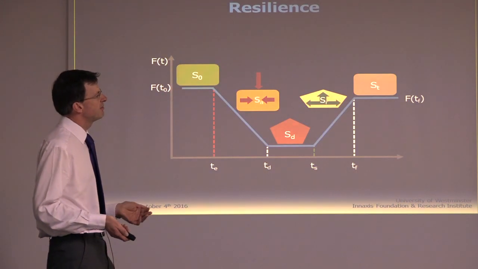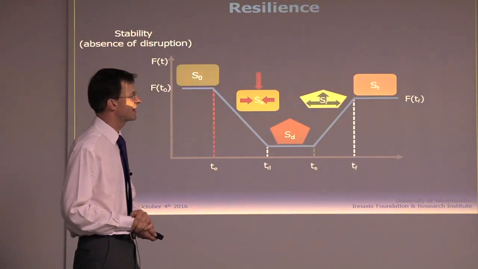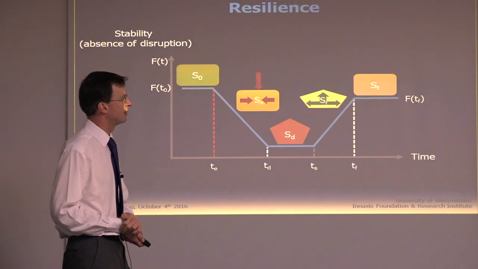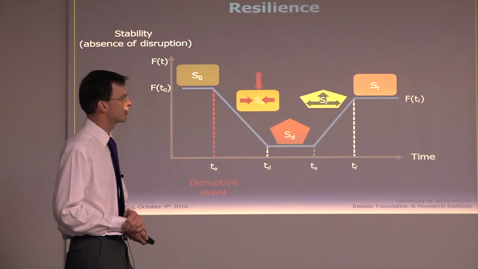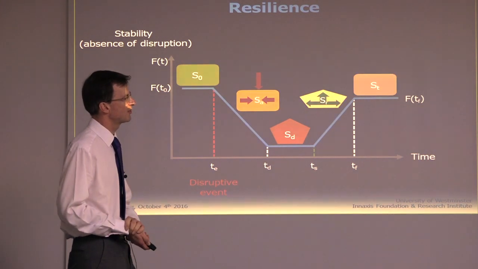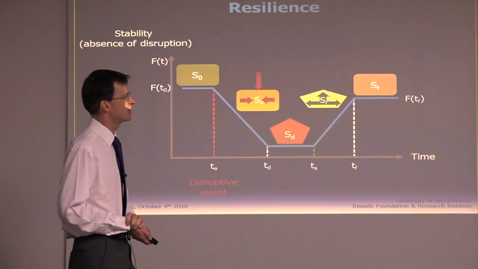So resilience in pictures, we can have some landscape here of stability on one axis and time on the other. And we start off with the green blob on the left-hand side with a network in an equilibrium state at T0. And then it falls down the slide, down the red line here to the bottom due to some disruptive event. And you end up with this distorted state of the system at the bottom in the orangey colored pentagon where it's squished out of shape.